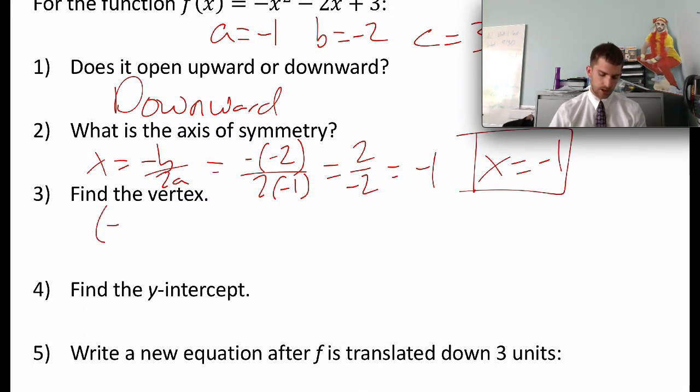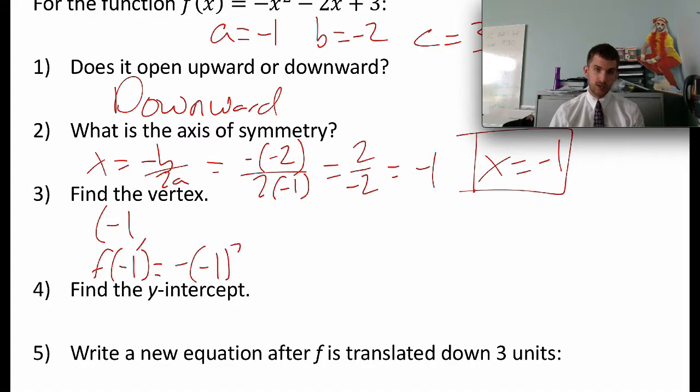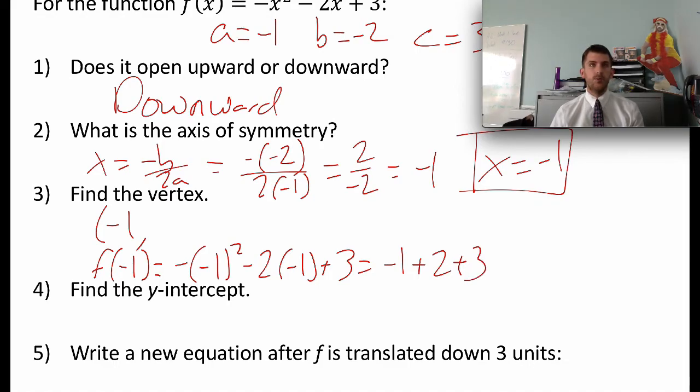Vertex. Our x value is just that negative 1 we just found. To find our y value, we'll plug that in. We got f of negative 1, which gives us negative 1 squared minus 2 times negative 1 plus 3. Well, negative 1 squared is positive 1, but we also had that negative on the outside, so it's back to negative 1. Minus 2 times negative 1 ends up being plus 2 plus 3. So negative 1 plus 2 is 1, plus 3 is 4. So the y-coordinate for our vertex is 4. Coordinates being negative 1, 4. The y-intercept is just our c value of 3.